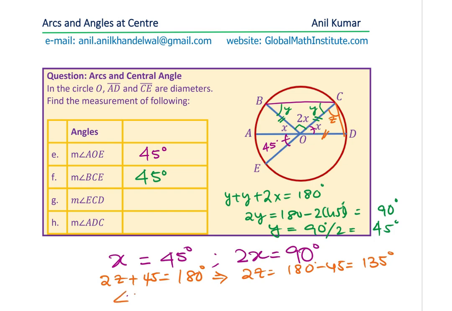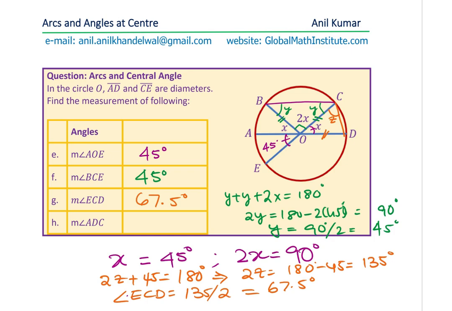So now we know that the angle C, let me rewrite this as angle ECD, right? Angle ECD is equal to 135 divided by 2, which is 67.5 degrees. So this angle will be 67.5 degrees. Is that clear to you? Correct.